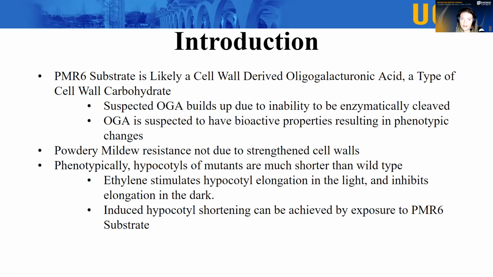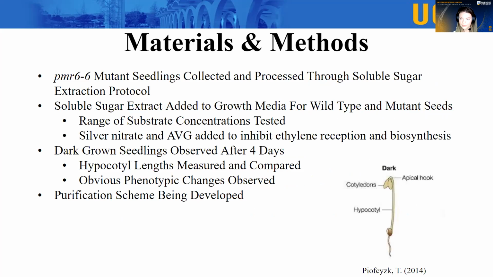Ethylene is a plant hormone that is involved with the growth and senescence of plants. It's very important and is involved with all life cycle stages of the plant. When seeds are grown in the light, ethylene causes the hypocotyl to elongate, and when seeds are grown in the dark, it causes the hypocotyls to shorten. So when we expose plants to Pmr6 substrate, we can cause their hypocotyl to change. The hypocotyl is this region here. It's much like a primitive stem in the plant.